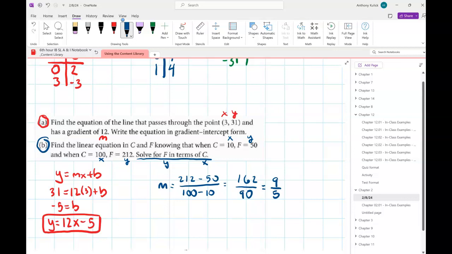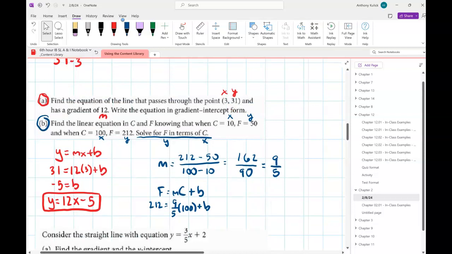F equals MC plus B. What am I gonna, so M we know, what am I gonna put in for F and C? F is 212. Great. Could I have also used the other one? Yeah. The 50 and 10? Does it make a difference? Shouldn't. 9/5 times 100 is 180. And when I subtract 180 from both sides, I get 32.